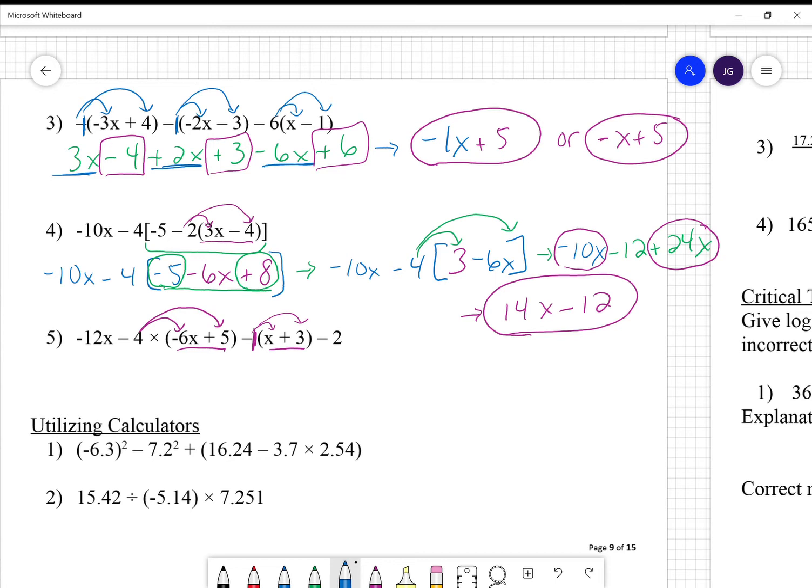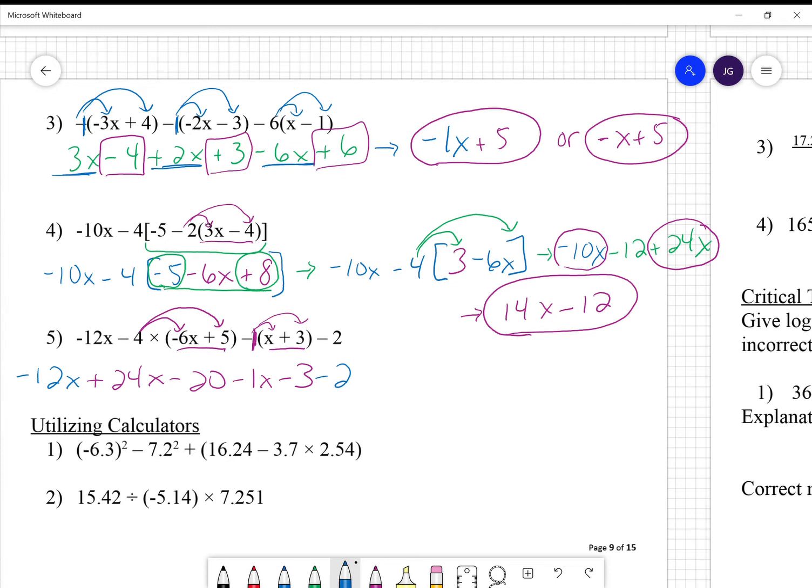When I distribute, I have negative 12x. Negative 4 times negative 6x is positive 24x. Negative 4 times 5 is negative 20. Negative 1x, negative 3, minus 2.